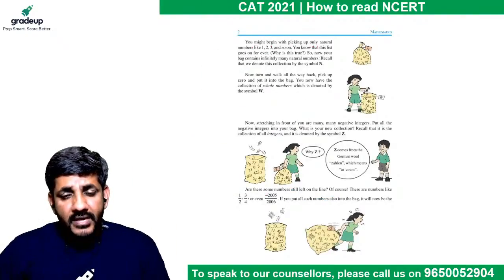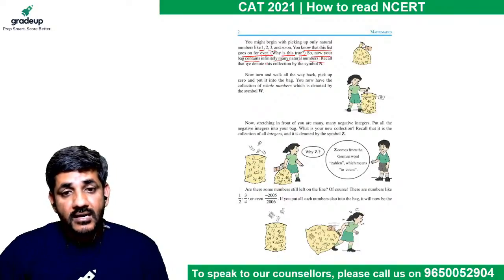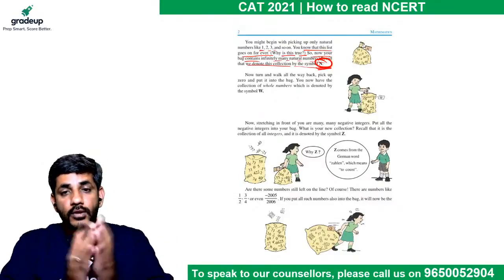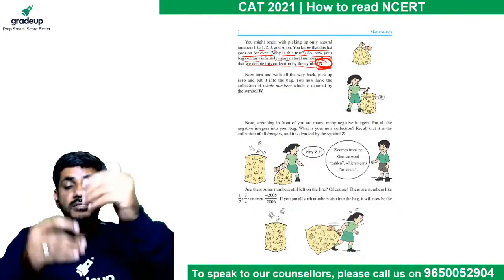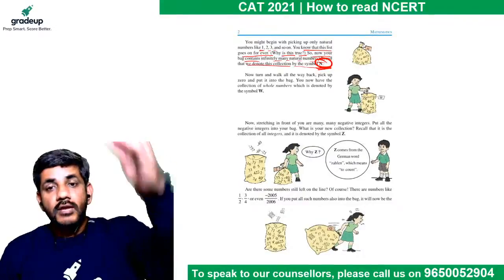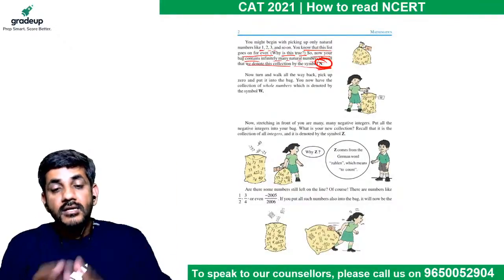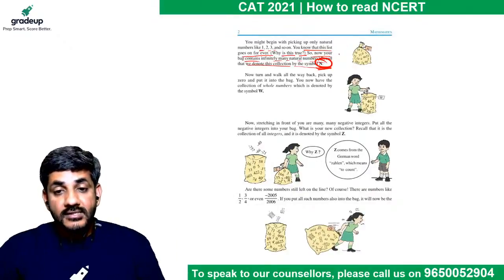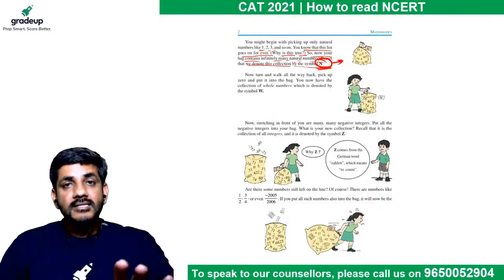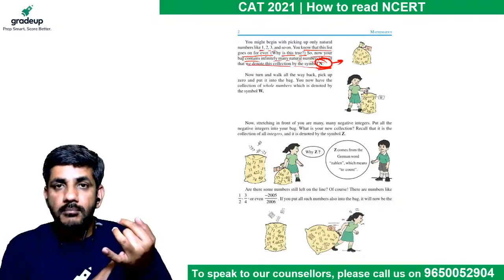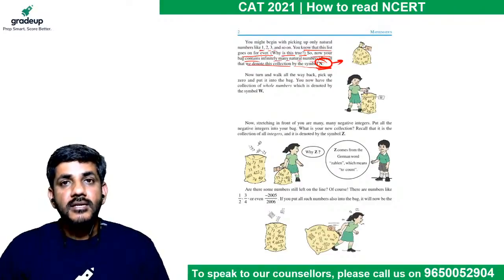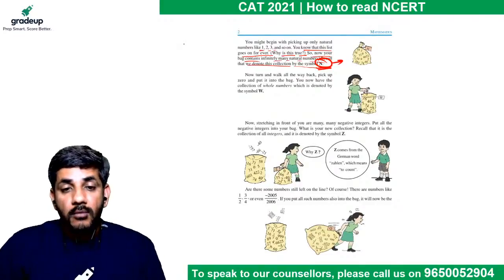You might begin with picking up natural numbers like 1, 2, 3 and so on. You know that this list goes on forever. Why is this true? So now your bag contains infinitely many natural numbers. This is represented by N. So they are saying when you are moving on a number line, 1 comes, 2 comes, 3 comes, 4 comes. That way you go on when you keep on picking them. These are infinite and their set is given by N. So by this line I have understood there are infinite natural numbers. This set of natural numbers is represented by N and they start from 1.